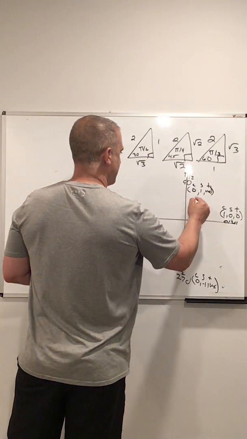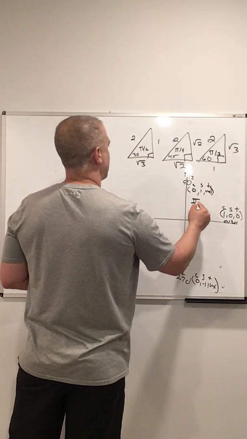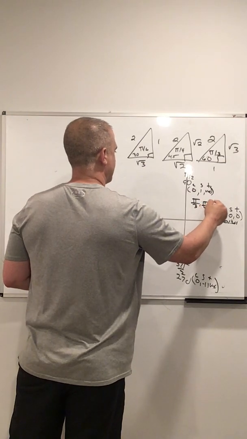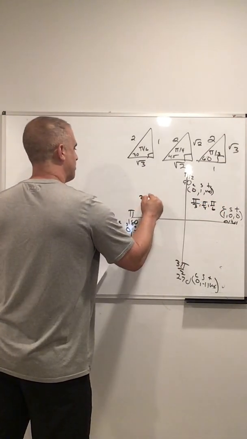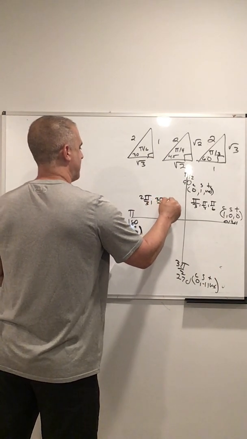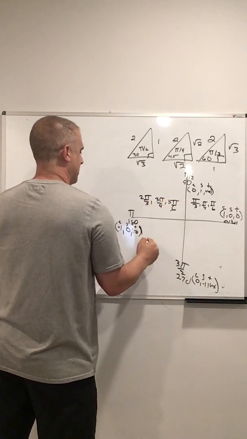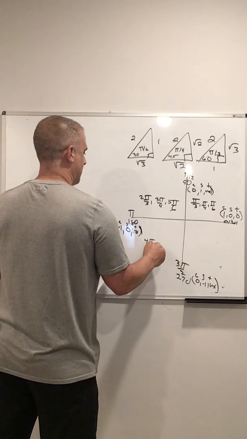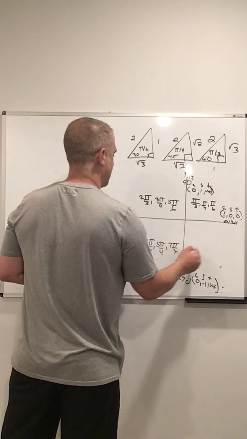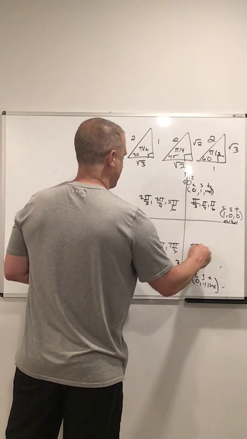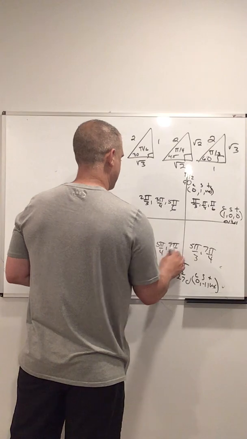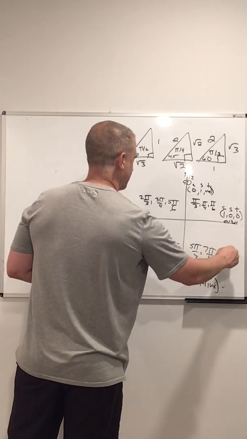As far as pi measurements, we know that pi over 3, pi over 4, pi over 6 are in this quadrant; 2 pi over 3, 3 pi over 4, 5 pi over 6 are in this quadrant; 4 pi over 3, 5 pi over 4, 7 pi over 6 are in this quadrant; and we know that 5 pi over 3, 7 pi over 4, and 11 pi over 6 are in this quadrant.